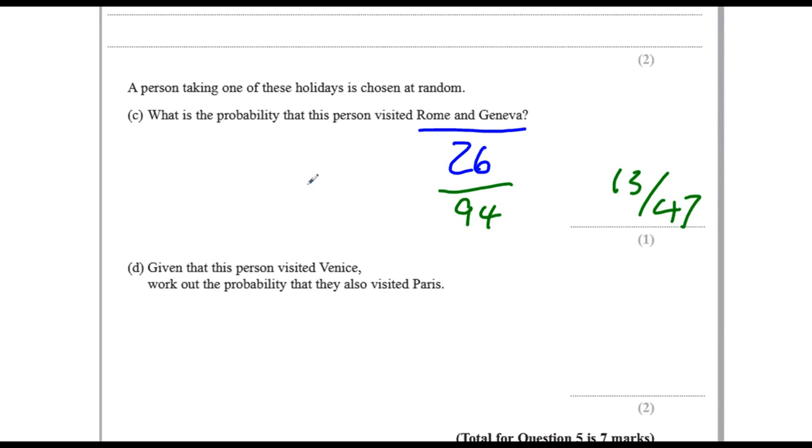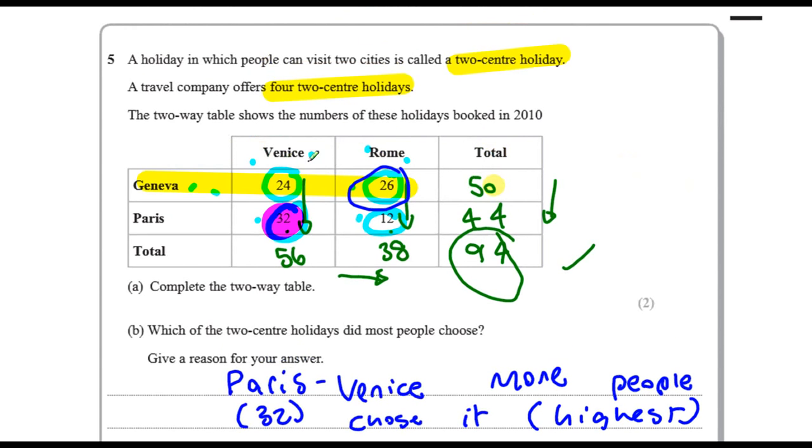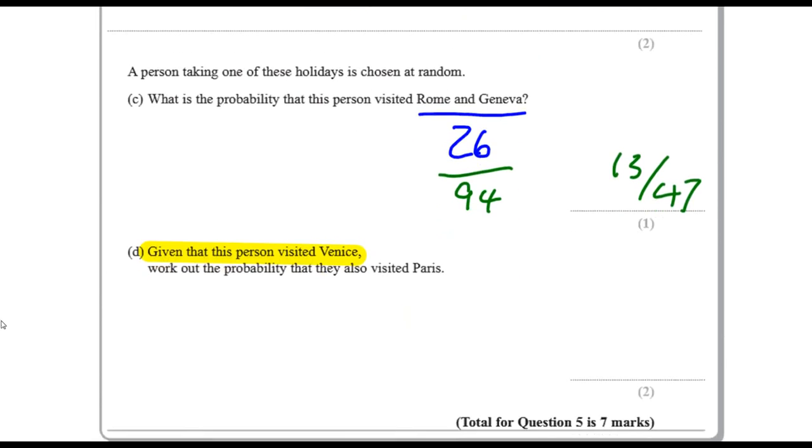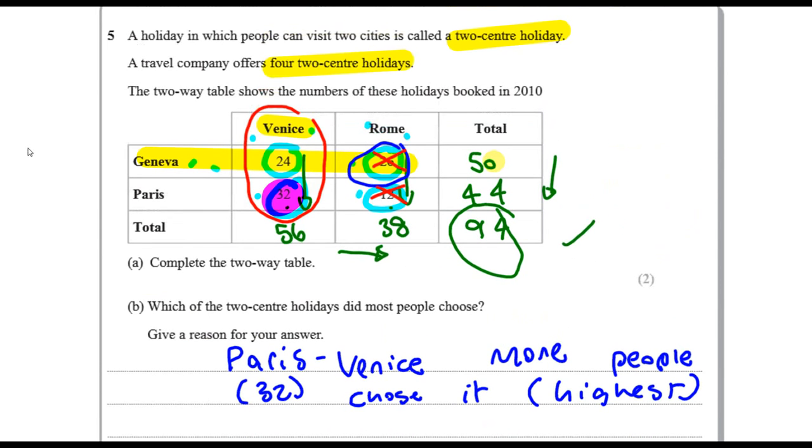Given that this person visited Venice, given that probability, quite challenging. Given that this person visited Venice, okay, the person definitely went to Venice, so we can forget the rest of the diagram. We can forget about the possibility that they went to Rome, Geneva, that they went to Rome and Paris, because we know they went to Venice. Okay? Work out the probability they also visited Paris.